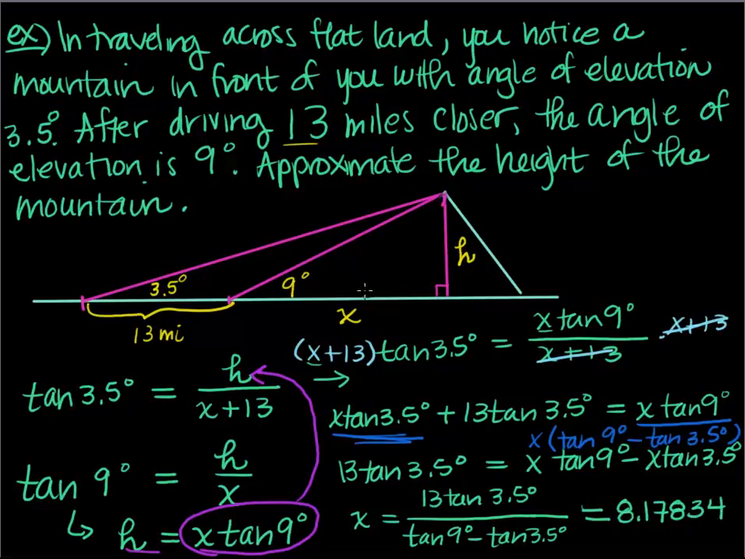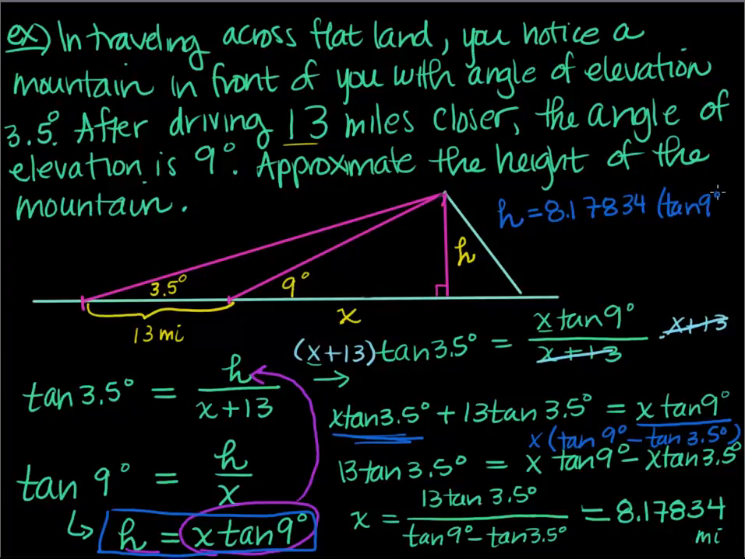Okay, so that distance right there. And what are my units on these? Remember, this is miles. So 8.17834 miles. And now what's my final answer? Well, what I really want to solve for, right, is H. So I just need to plug that in. So I'll do this up here. So H is equal to X, which is 8.17834, times the tangent of 9 degrees.